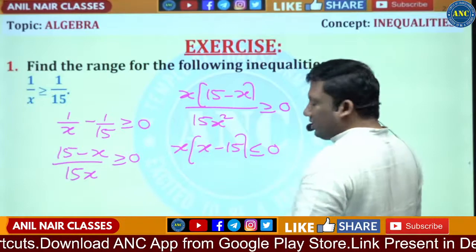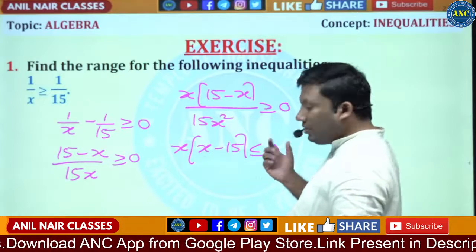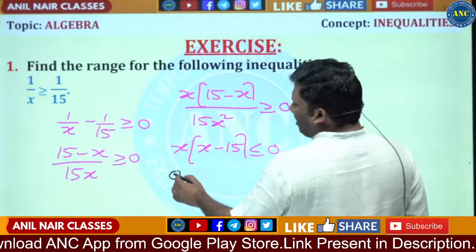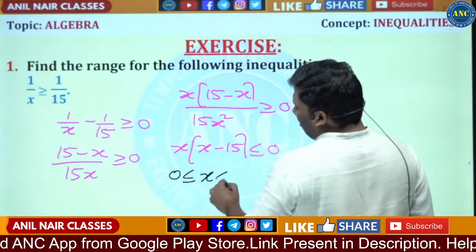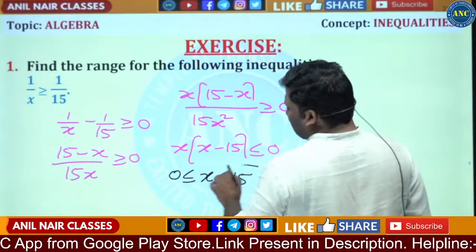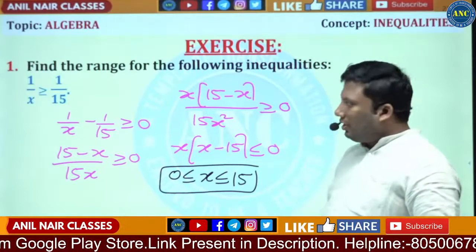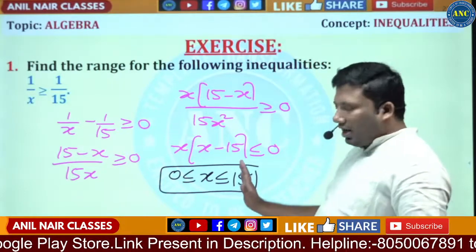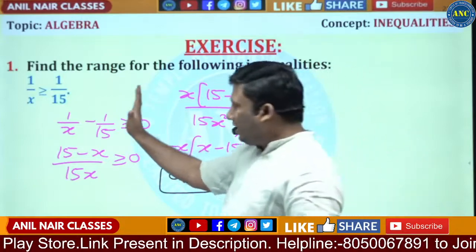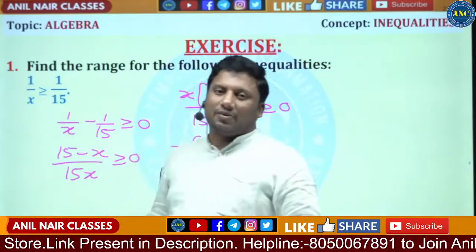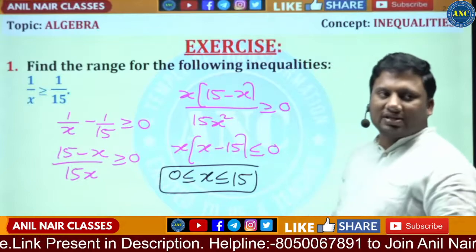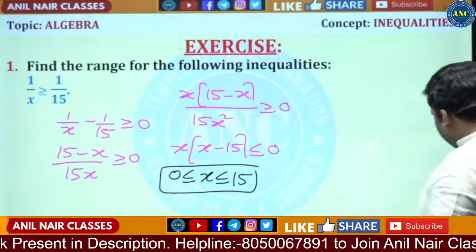x into x minus 15 less than or equivalent to 0. Less than means x lies between the range: 0 less than or equivalent to x less than or equivalent to 15. Understood? The same example we did with 1 by x greater than or equivalent to 1 by 8. Idea clear?